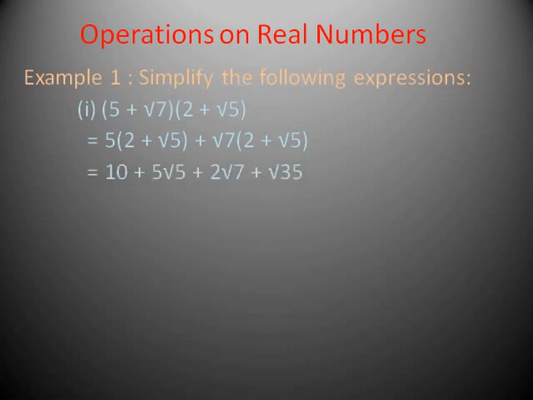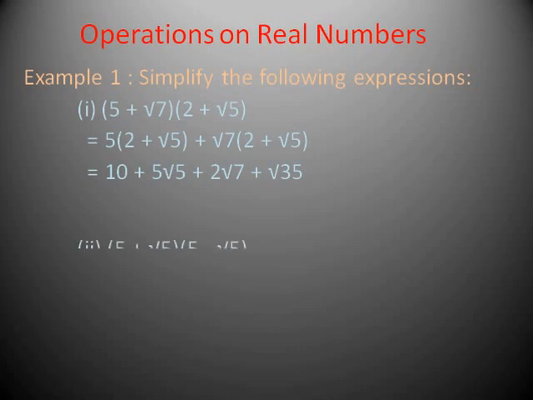Now next step, 5 into 2, 10, 5 into root 5, we are writing 5 root 5. Please remember that we cannot write 5 into root 5 as root 25 because 5 is a rational number and root 5 is irrational, so we cannot multiply them. So we get 5 root 5. Similarly, root 7 into 2 we get 2 root 7, and root 7 into root 5, both are irrational, so we can multiply them and we get root 35. Now in this step no like terms are there, so this is the only required answer in the simplest form. 10 plus 5 root 5 plus 2 root 7 plus root 35 is the required answer here.